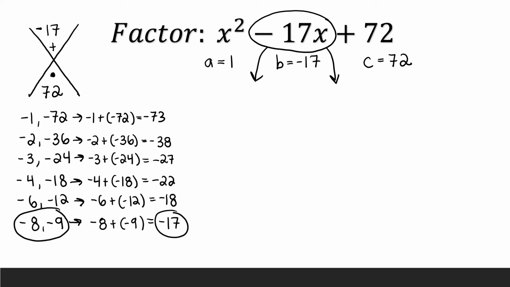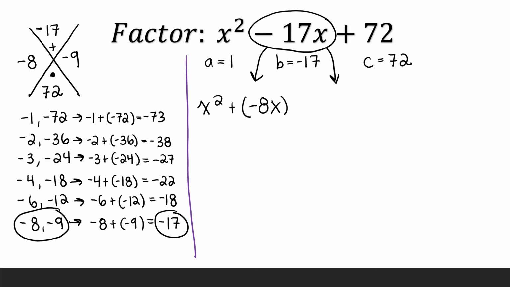So the numbers that solve our sum and product puzzle are negative 8 and negative 9, since negative 8 times negative 9 is equal to positive 72, and negative 8 plus negative 9 is equal to negative 17. So these are the coefficients that we'll use to split up the minus 17x. So we have x squared plus negative 8x plus negative 9x plus 72. And now that we have four terms, we can use our grouping method.